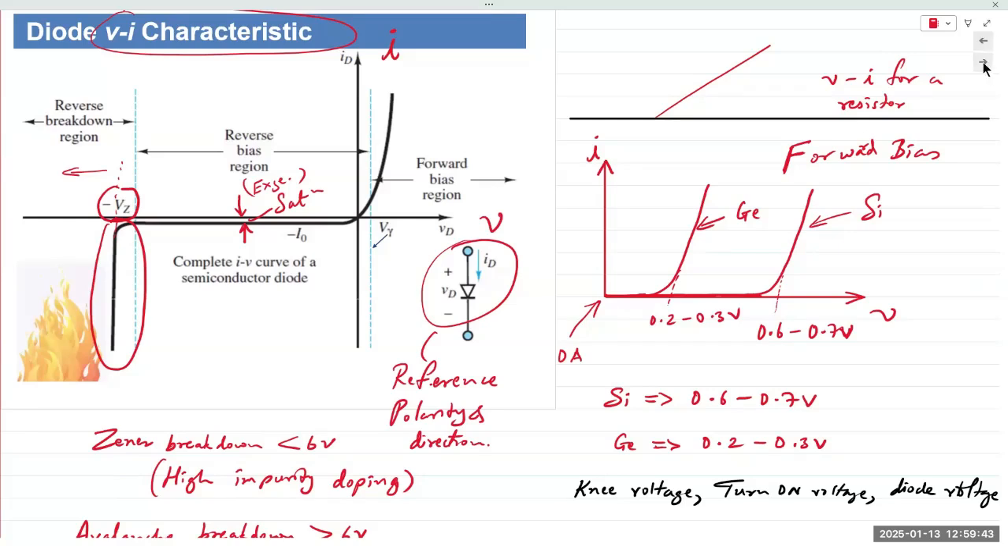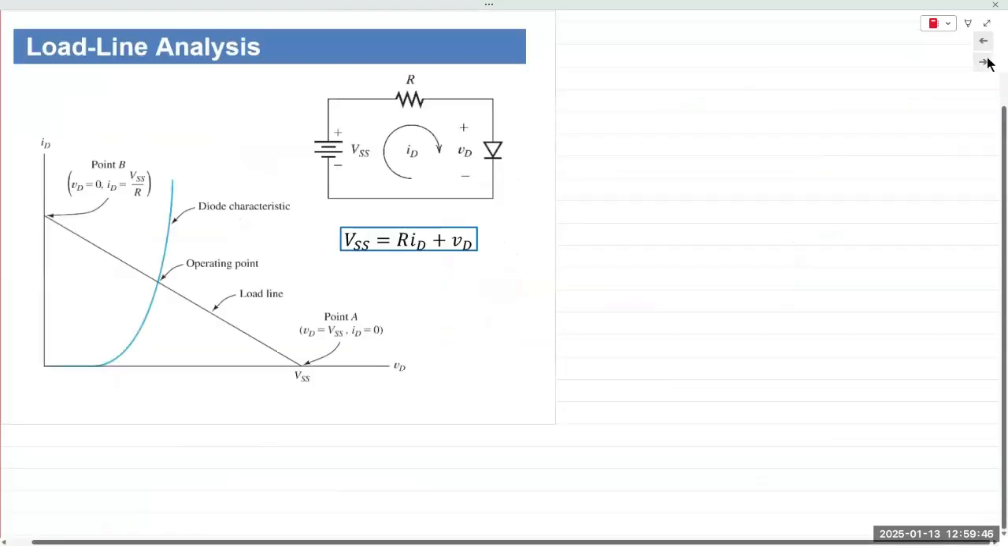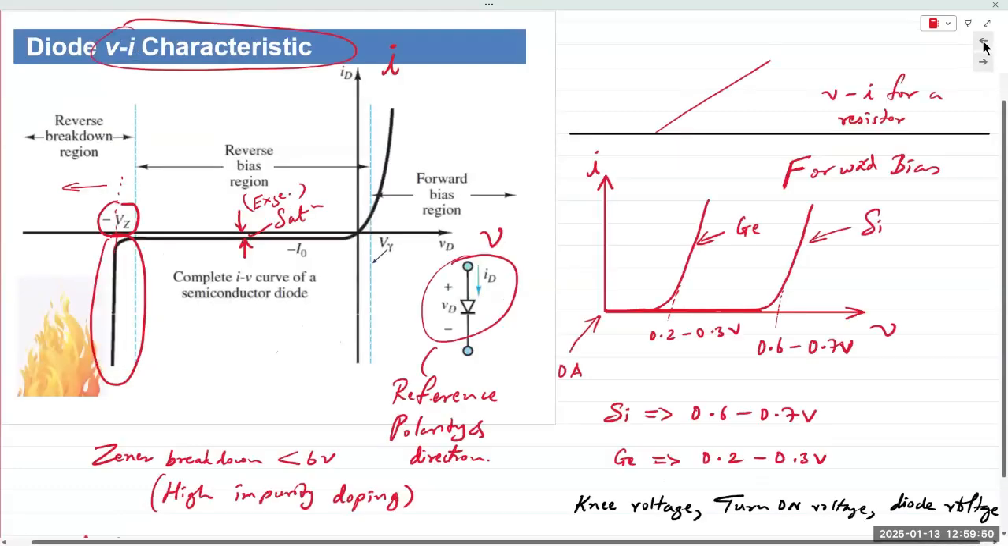Okay, I think we're almost out of time. Load line analysis. Okay, all right, let's just stop here for today and we'll pick up again on Wednesday.